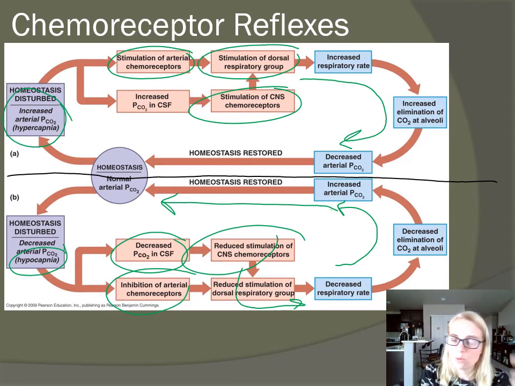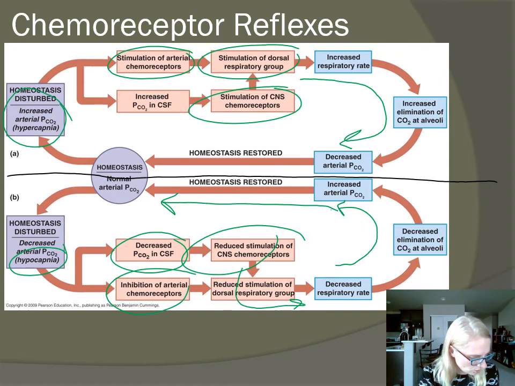Now you might be thinking, well, why not oxygen? How come we're not having chemoreceptor reflexes for oxygen? We do, but if you remember looking at the oxygen saturation curve, we only fluctuate between 75 and 97% saturation on our hemoglobin. And so that's a pretty big difference, and our body is okay with that.